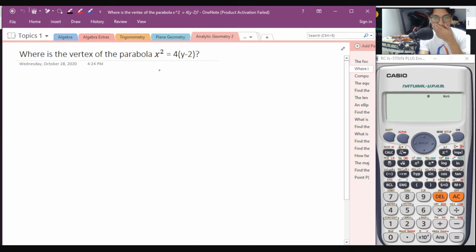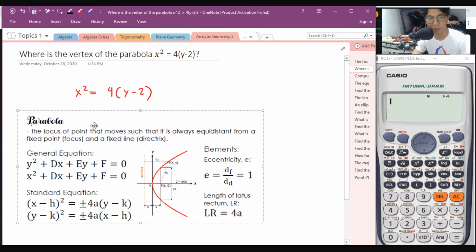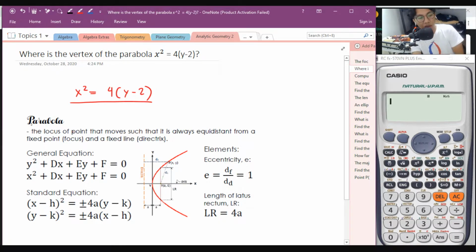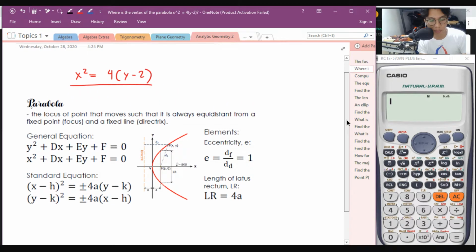X squared equal to 4 times y minus 2. Lista natin. X squared equal to 4 times y minus 2. General equation. Paste ulit natin dito. Ayan o. Para hindi nakakalimutan. Ayan o. Anong sinunod niya dito? Ang standard equation niya ito. Hanapin natin yung vertex or the point ng yung tip niya. Okay? Nasaan yan? Patayo siya.